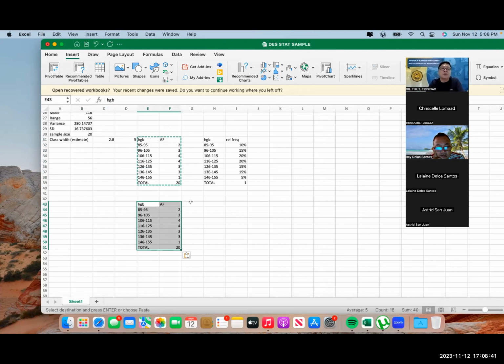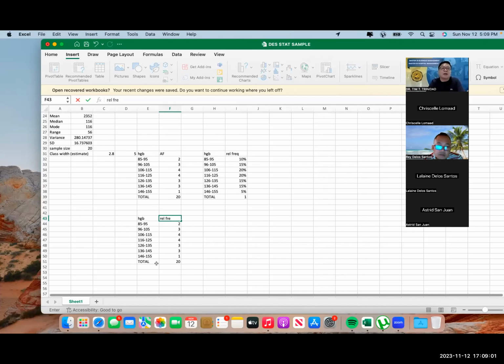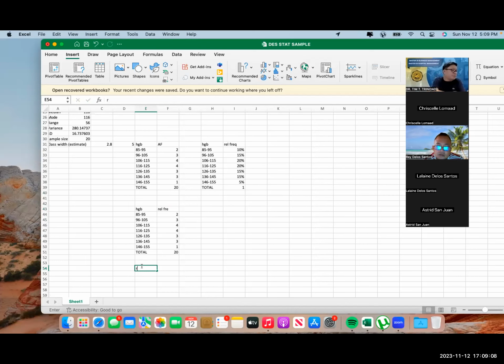So we would like to have our relative frequency instead of the absolute frequency. How are you going to do that? We have a formula for relative frequency. What was our formula for relative frequency?